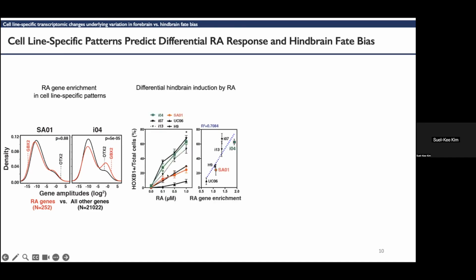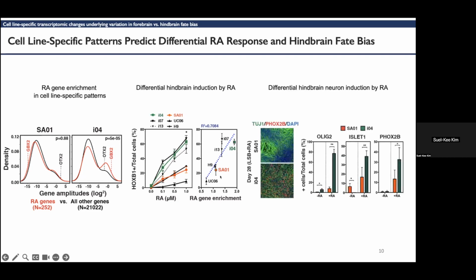To further validate this finding, we tested actual retinoic acid response and hindbrain differentiation efficiency by monitoring the HOXB1 induction after retinoic acid treatment. Here, line IO4713 exhibited a higher response to retinoic acid compared to line SA1 IO4-UCO6. And we also found that there is a strong correlation between retinoic acid gene enrichment in the line-specific pattern and the efficiency in generating hindbrain fate.